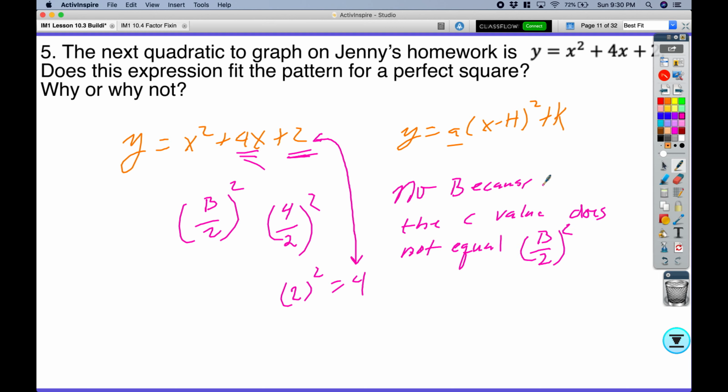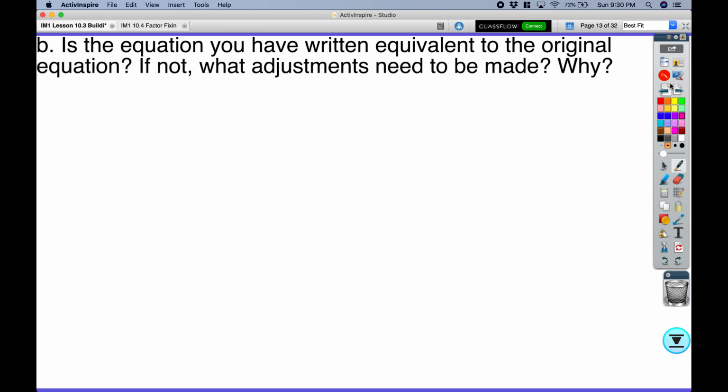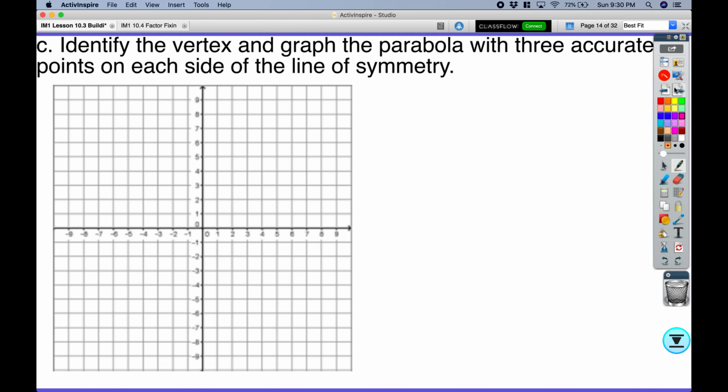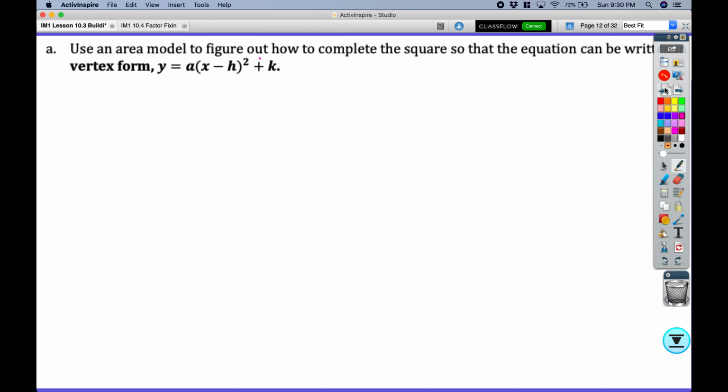So we need to fix this. Now, any one of these quadratics that we're looking at today, we can manipulate them so they are a perfect square and convert it into vertex form. So let's go ahead and look at this. It says use an area model to figure out how to complete the square. It could be written like this. So we're not going to do any of the area models. We're going to go right to the algebra part. Let's see, identify the vertex of the parabola. Okay, so let's go ahead and look at this.